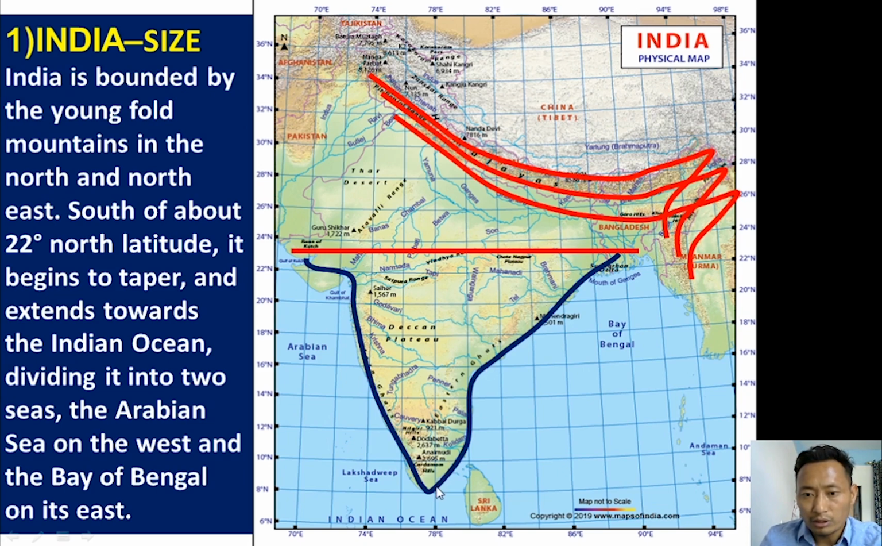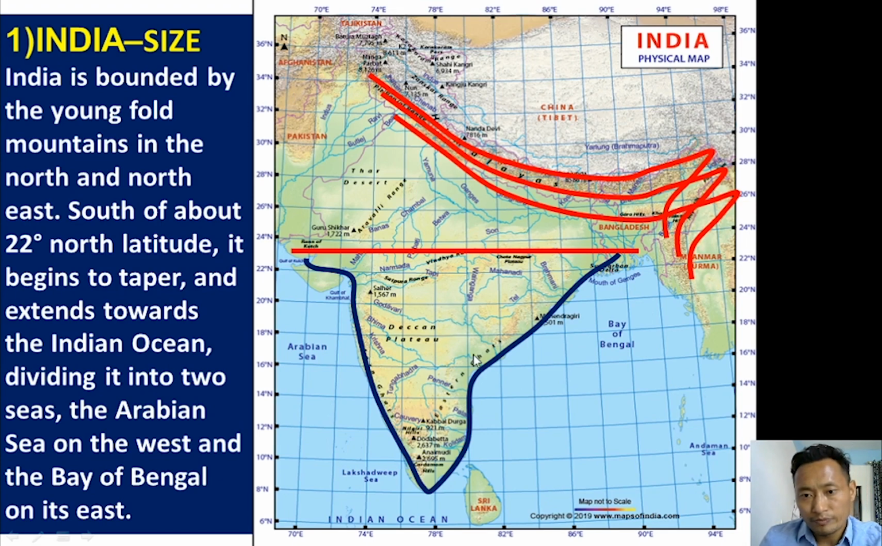It becomes very narrow when we reach Kanyakumari. So from 22 degrees, if we move towards the south, India tapers and extends towards the Indian Ocean. Because of this tapering, the sea is divided into two: the Bay of Bengal in the east and the Arabian Sea in the west.